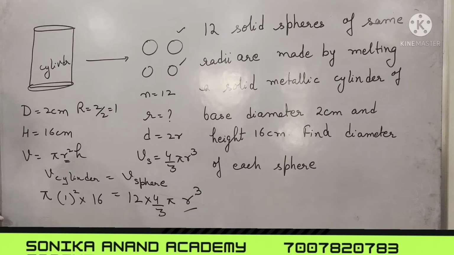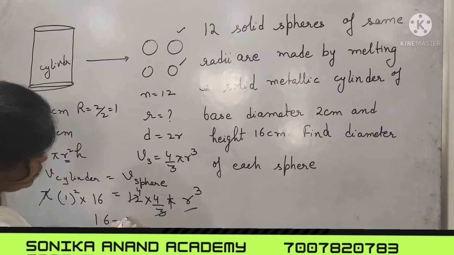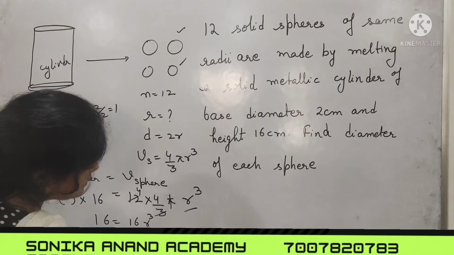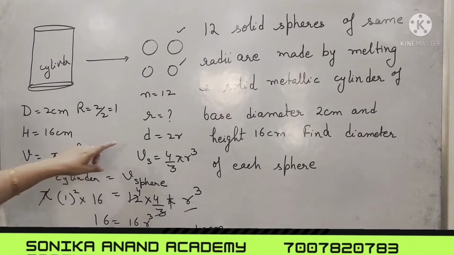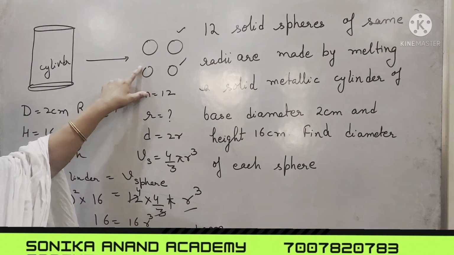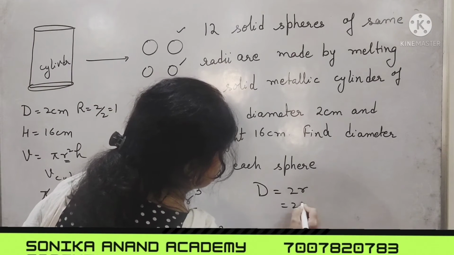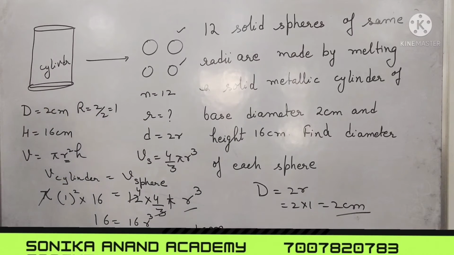Now here we can see that pi and pi get cancelled. 3 4s are 12. So we have 16 is equal to 4 4s are 16 r cube. That means the value of r cube is 1. So value of radius is 1 centimeter. Now it is asked what is the diameter of these solid spheres. So diameter is equal to 2r. That is 2 into 1. That is 2 centimeter. So again these solid spheres are of diameter 2 centimeter.